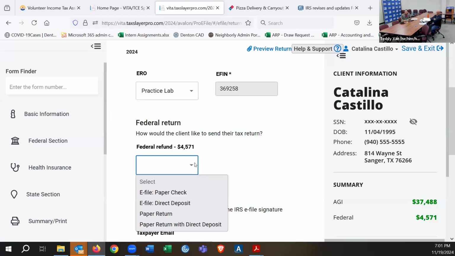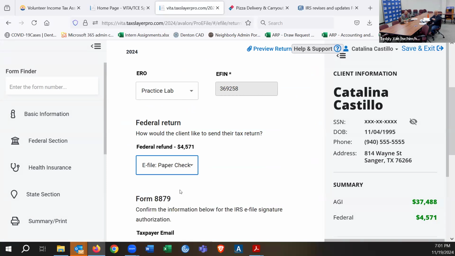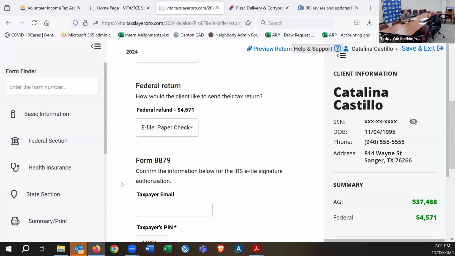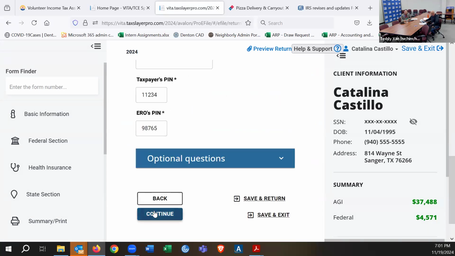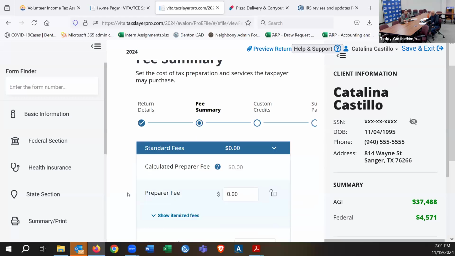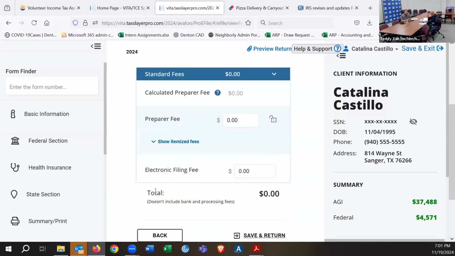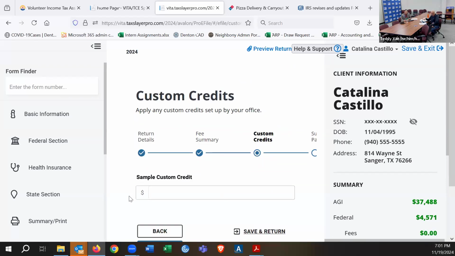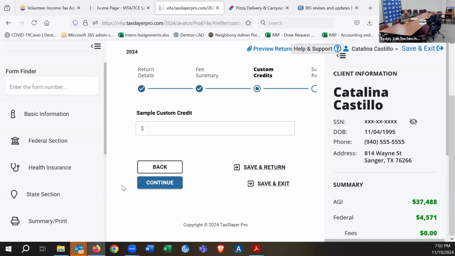So in this case, she has opted out of a direct deposit, but we are still able to e-file. So we can select e-file paper check. Since she has not insisted on getting a paper return, we'll select e-file paper check. We'll hit continue. The fee summary page will show up, even though free is free. So this is your chance to say, hey, free is free. You're saving about $300 here.